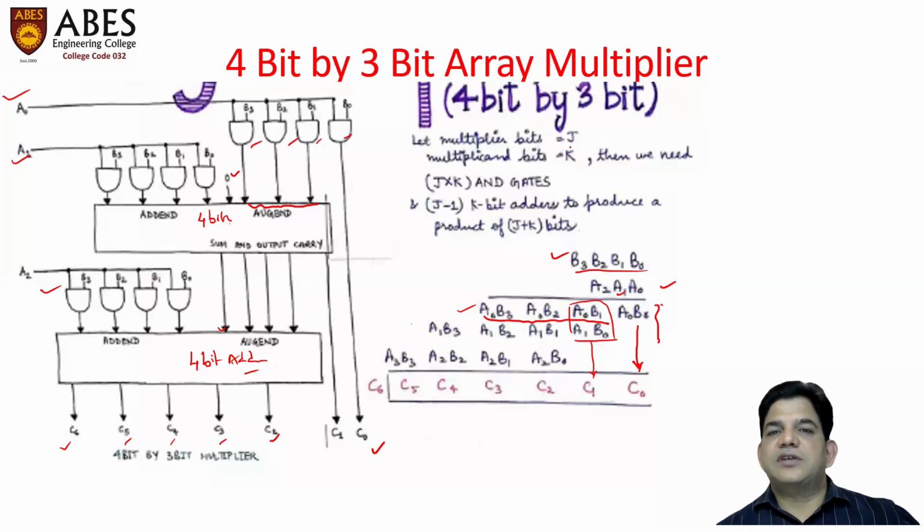And as we generalize, for J multiplier bits and a K-bit multiplicand, how many gates? We use J times K gates and J minus 1 K-bit adders to produce the product of J plus K bits. So in this way, we can produce a multiplier for any number of bits of the multiplicand and the multiplier.